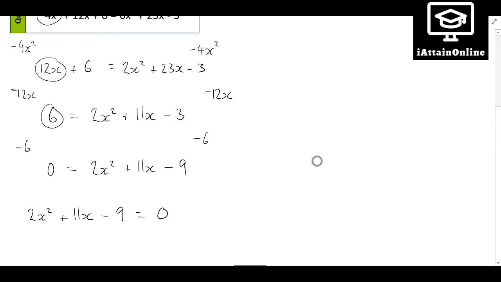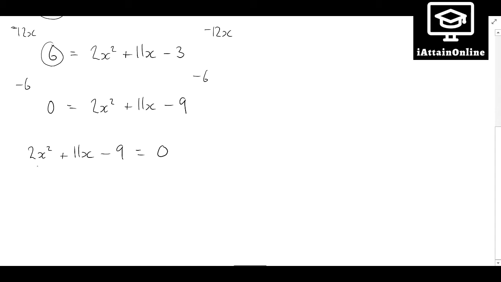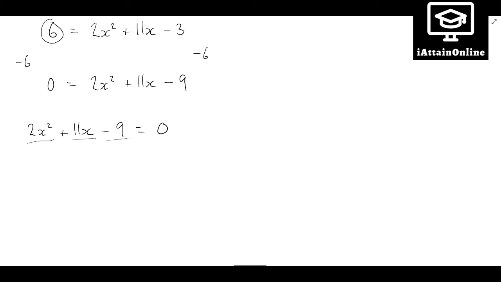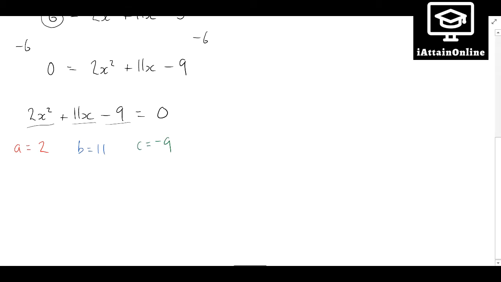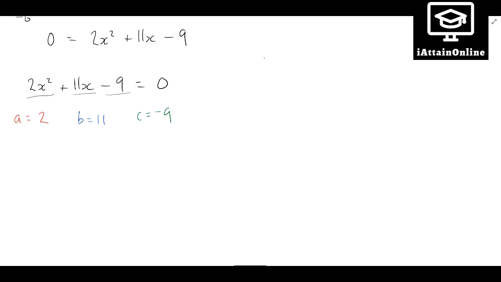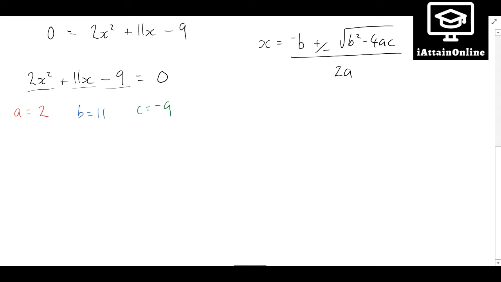Once you've done that, you now have a quadratic equation that's in the form so many x squareds plus so many x's, and then a number, and it equals 0. So now it just becomes a question like the ones we were doing before. So a equals 2, b equals 11, and c equals negative 9. So using our formula over here, it was negative b plus or minus the square root of b squared minus 4ac over 2a. Now I'm just going to plug in the values like I did before.